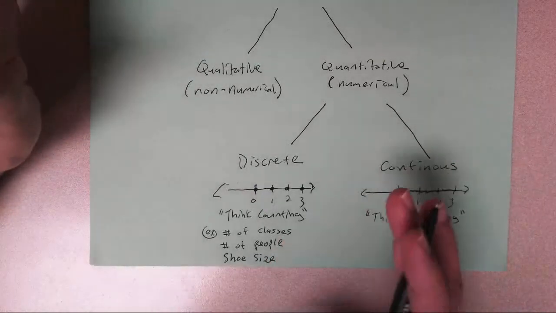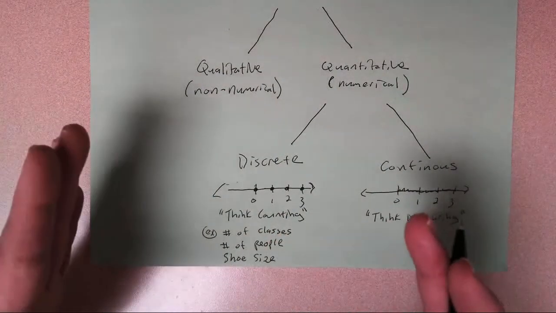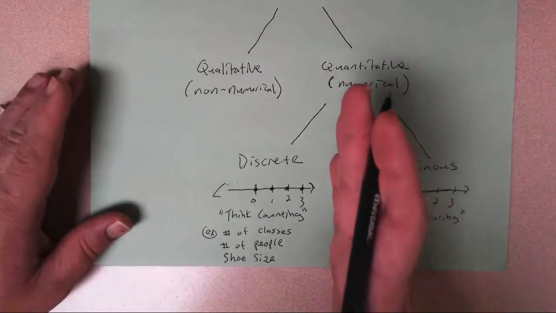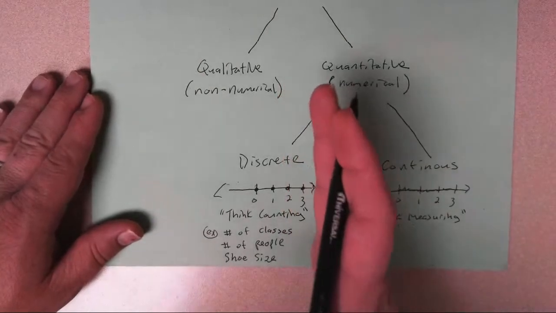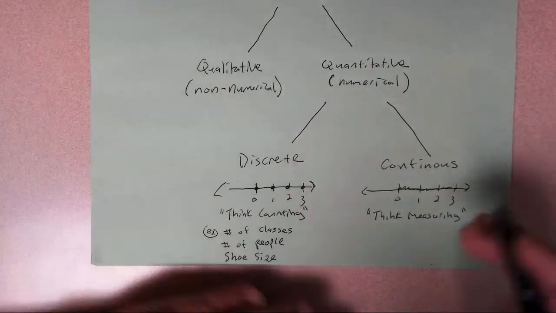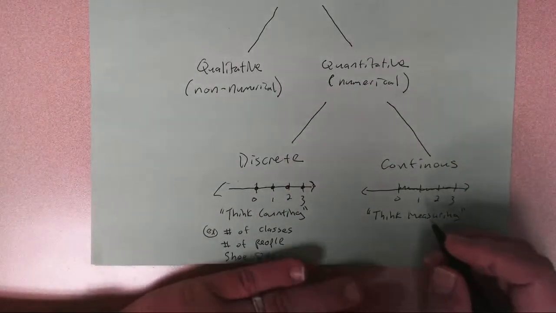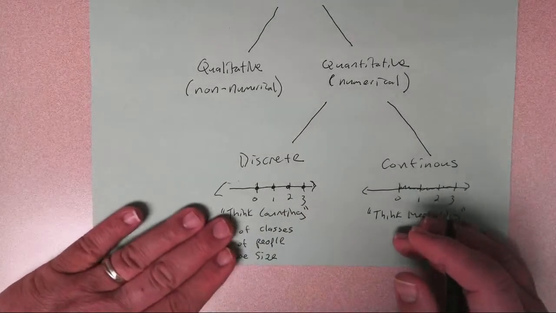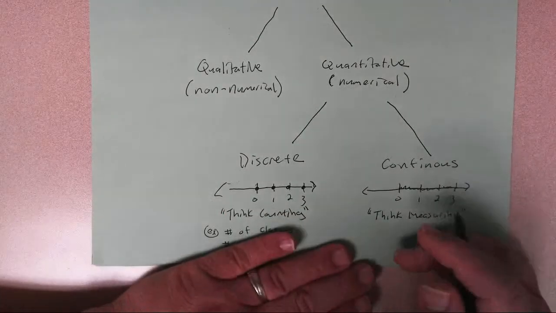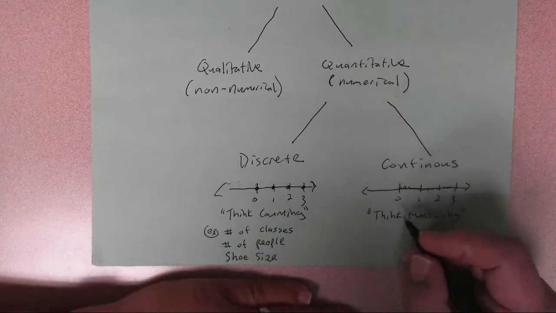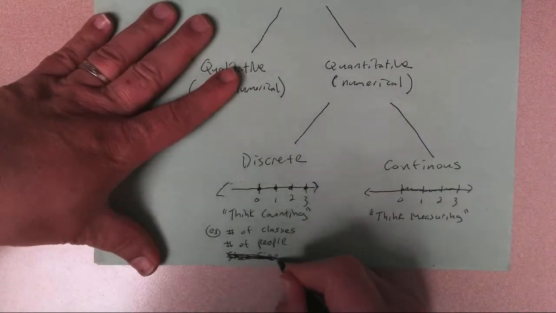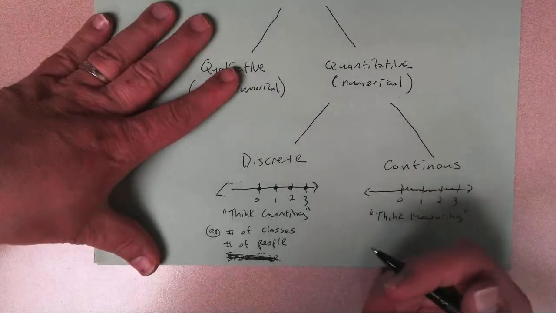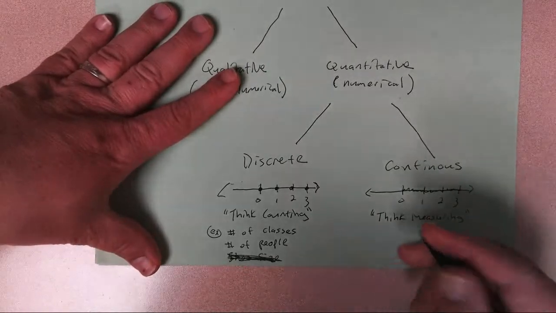And technically, when it's shoe size, in a sense you're measuring. It's just that we only measure in whole numbers and halves, and so they're discrete. But basically, in discrete variables, usually you think counting. Okay, so I might even cross that off, because if you're actually measuring the shoe size with a ruler, then you're actually measuring.